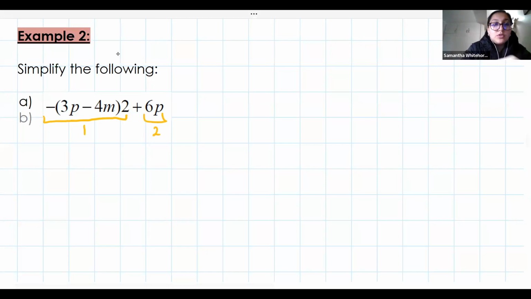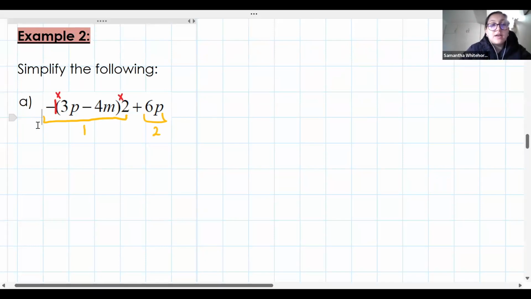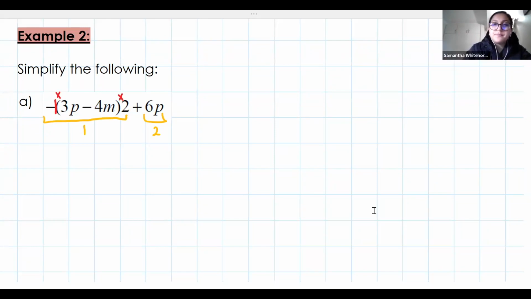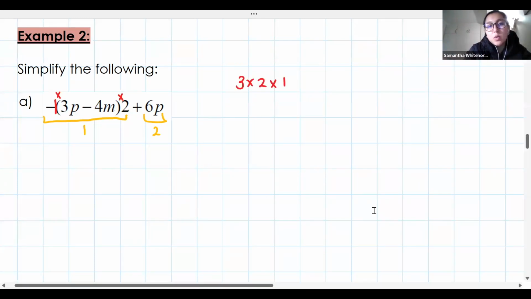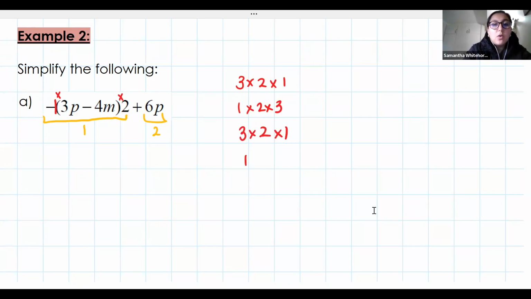Now, guys, what I want you to notice in this first term is that you've got a negative 1 times the bracket, and you've got a 2 times the bracket. So essentially what you have here is 2 coefficients to the bracket. Now, what we need to remember is that whether you say 3 times 2 times 1, or 1 times 2 times 3, or 1 times 3 times 2, and I can keep going, it doesn't matter what order you multiply those numbers. They all always give us the same answer of 6. So what's really important is that order of multiplication doesn't matter. You can multiply things in any order you want.